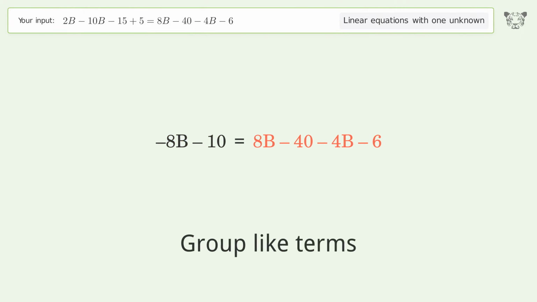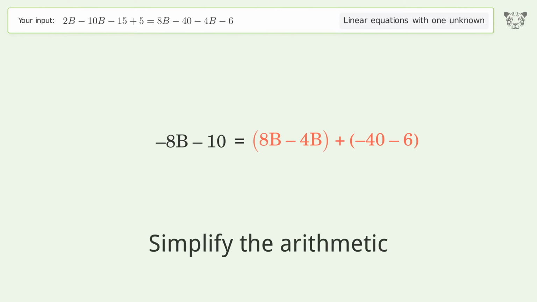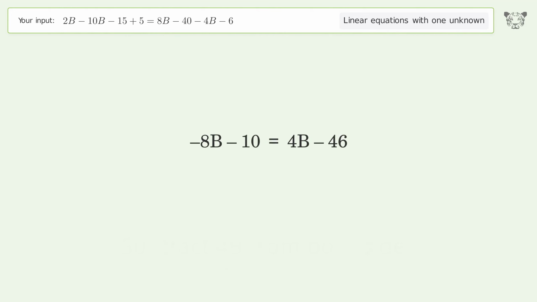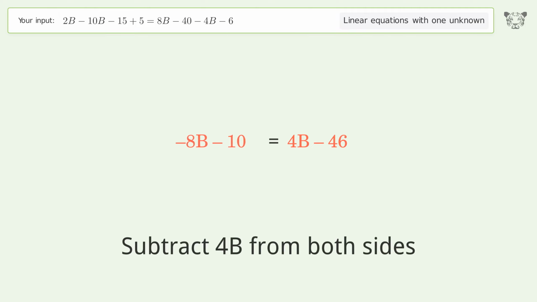Group like terms. Simplify the arithmetic. Group all b terms on the left side of the equation. Subtract 4b from both sides.